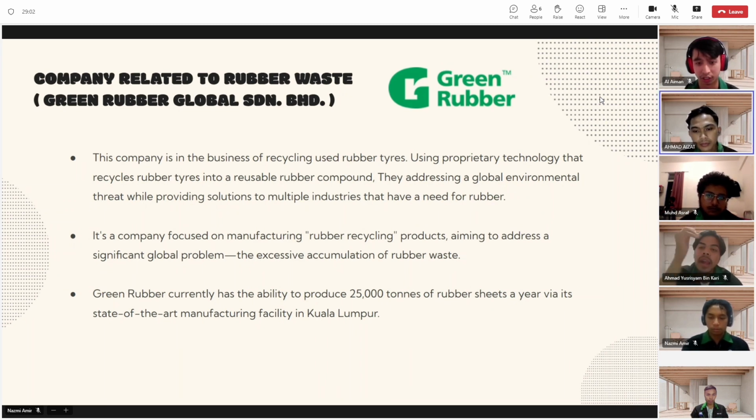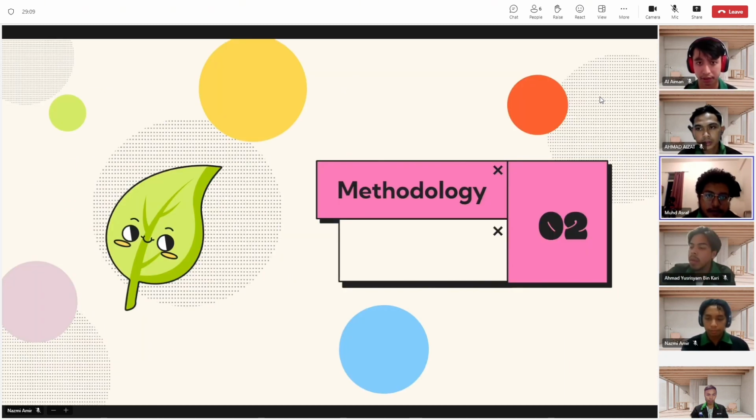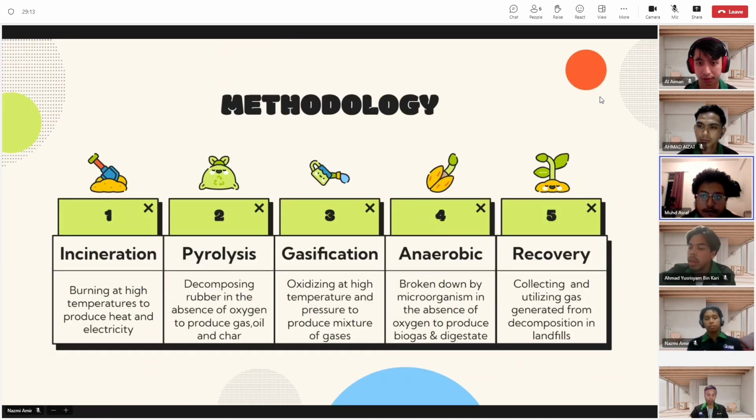Next. For methodology, we will be using the concept of waste to energy, which is a form of energy recovery, meaning that it reduces the amount of waste that needs to be disposed of and generates useful energy from it. We have 5 different methodologies here. The first one is incineration, which is the process of burning at high temperatures to produce heat and electricity.